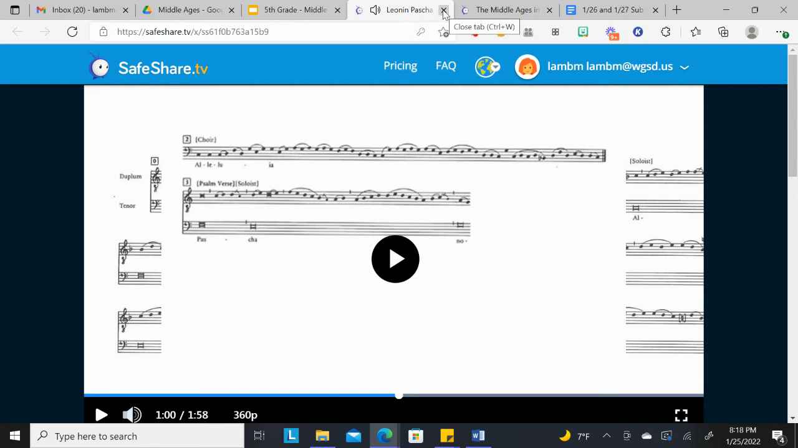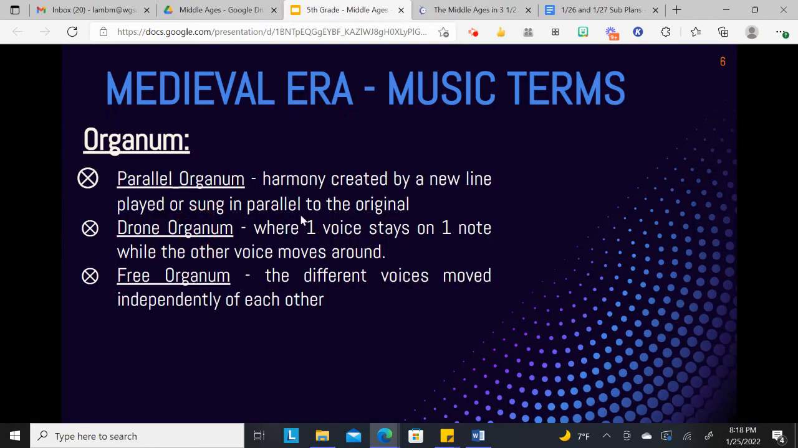All right. Again, that was drone organum. The last type of organum we're going to look at is called free organum. This is where different voices move independently of each other.